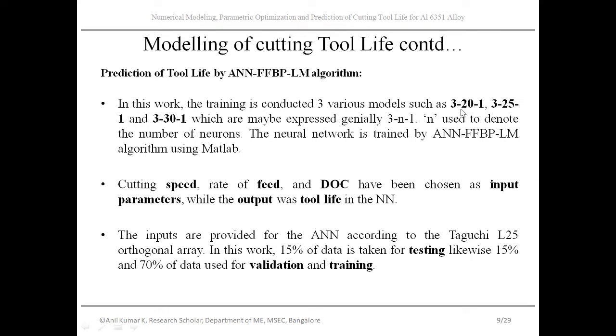Based on the trial and error method, these three models are best fitted. Out of these three models, further I have identified which is the best fitted model. The first model I have selected is 3-2-1, the second model 3-5-1 and 3-3-1. So generally we can express it as 3-n-1. The neural network is trained by using the feed forward backpropagation algorithm using MATLAB. Here 15% of the data we have collected is used for testing, and the remaining 70% for validation and training purposes.